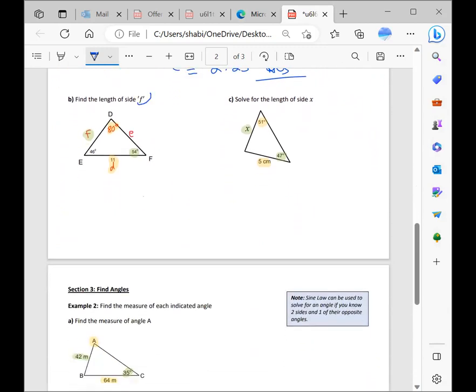Now, let's see another example. This time I have to find side f, and my side f is this one. You can see my side e is this side, f is that one, d is this one. So I have my values.